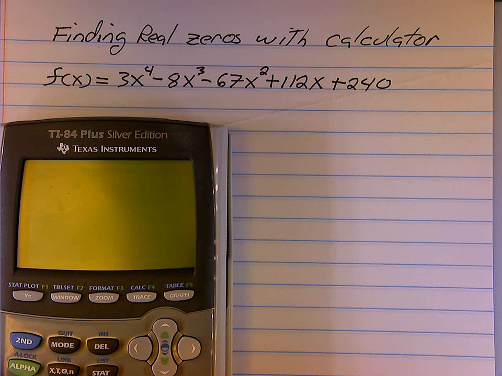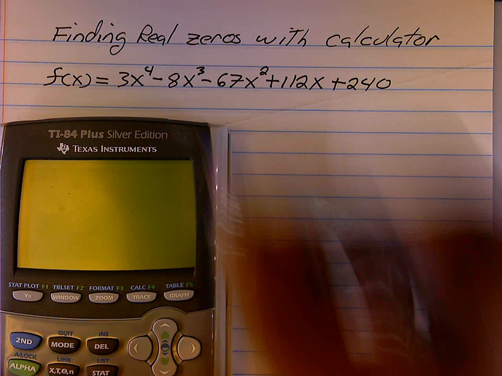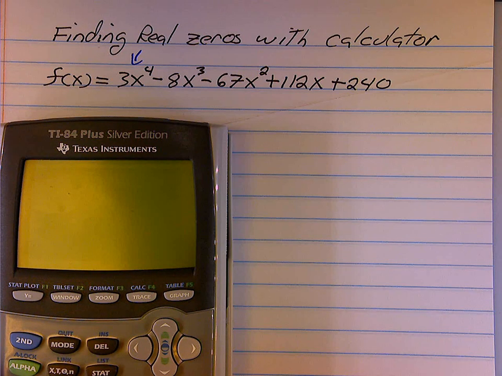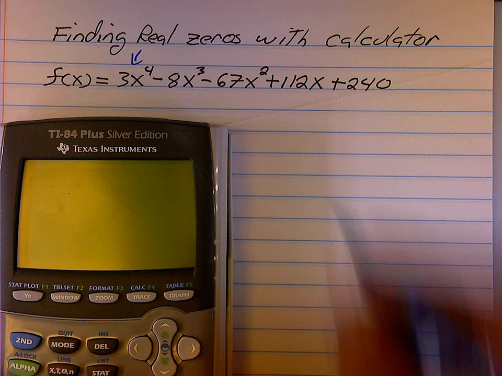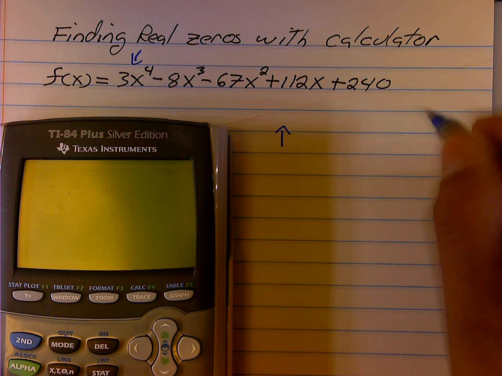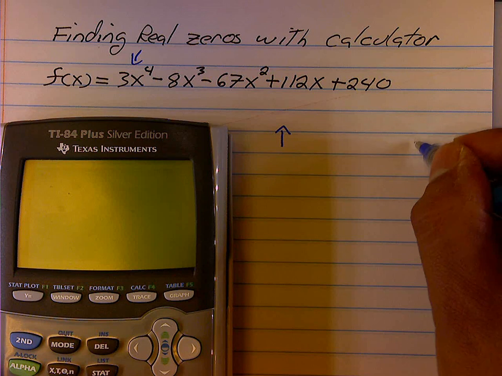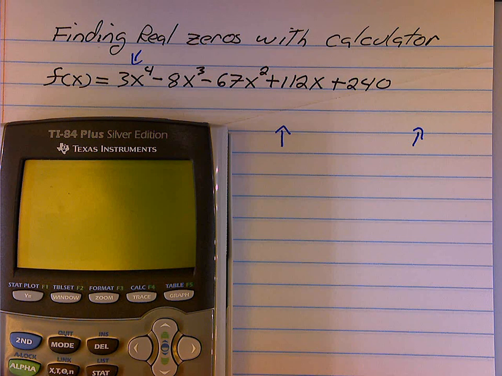That means I know the end behavior on the left and right are both opening up because my lead coefficient is positive. So this polynomial function is going to, in the end, behave like the power function y equals 3x to the fourth. So left-hand behavior is going up, right-hand behavior is going up. Because it's a fourth degree polynomial, it has at most 4 zeros.